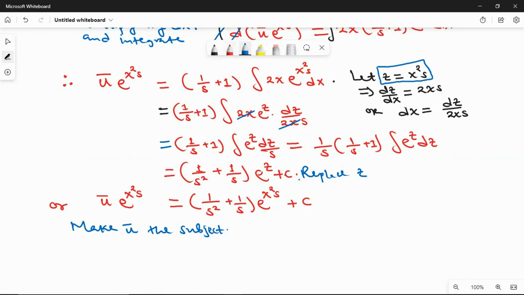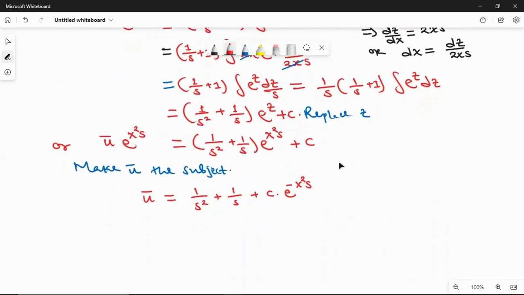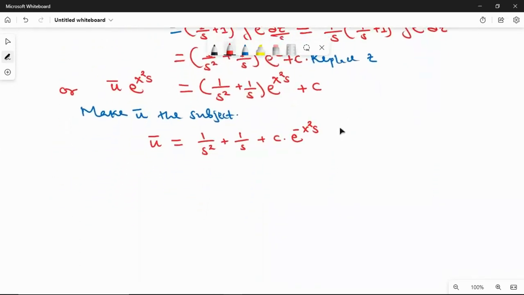So what are we going to get? We are going to get u bar equals, dividing by exponential x squared times s, 1 over s squared plus 1 over s plus c times exponential negative x squared s. I have divided that equation by exponential x squared s to get what I've written down there. So this is our Laplace transform.